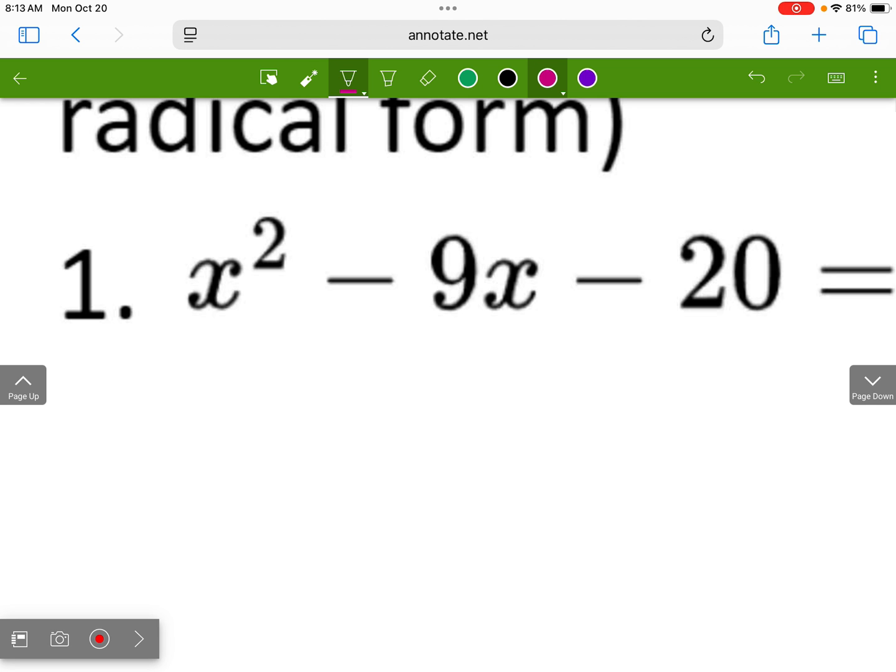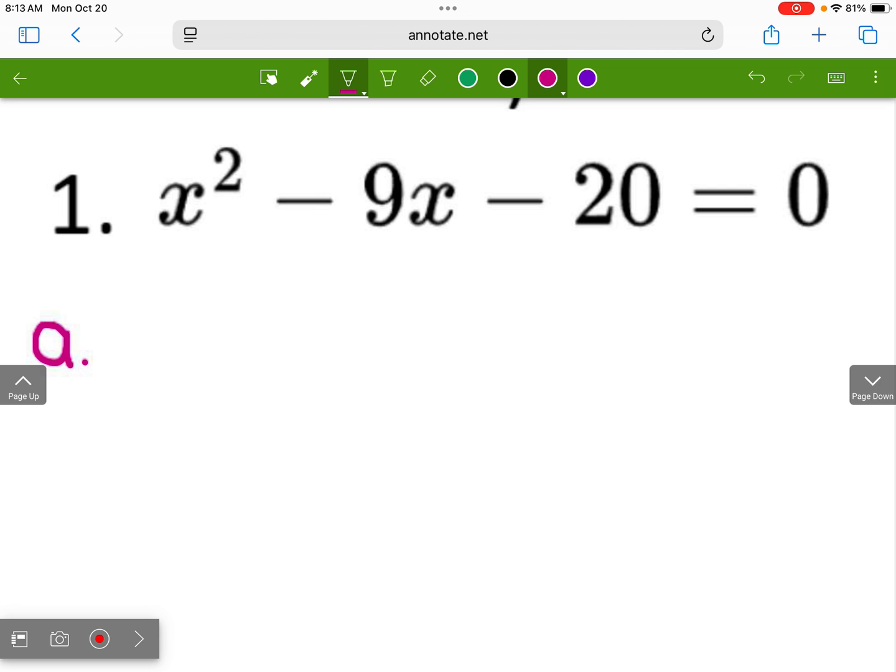So when we're working with quadratic formula, we need to know what's our A, we need to know our B, and we need to know our C. What is our A for this first one? 1. What is our B? -9. Good. And what is our C? -20.